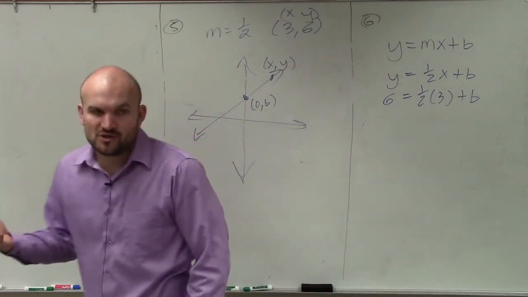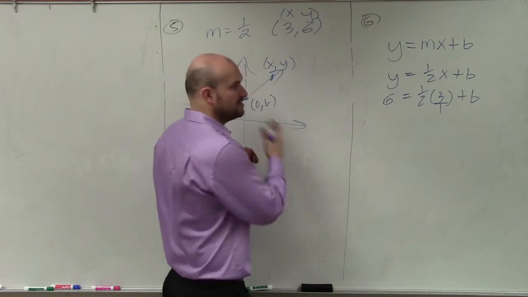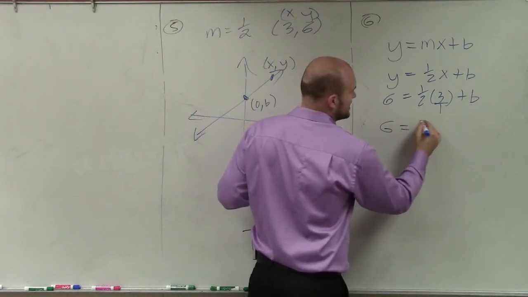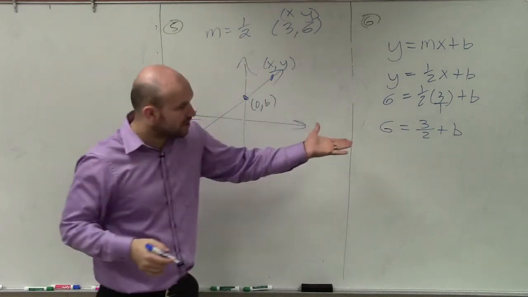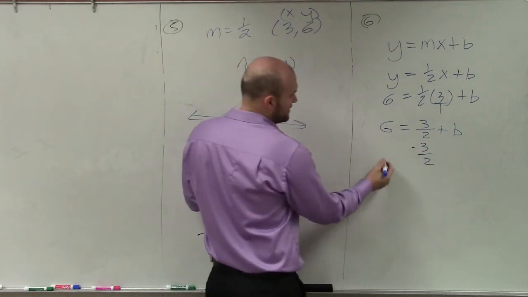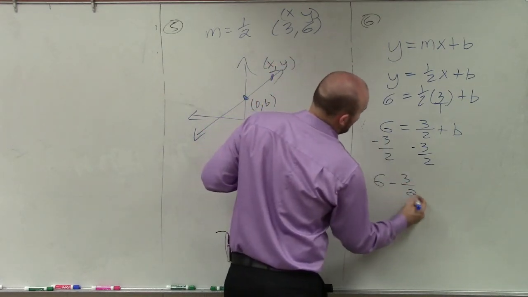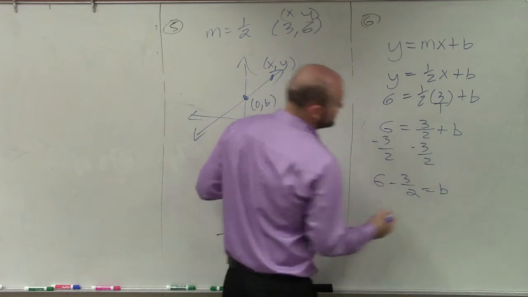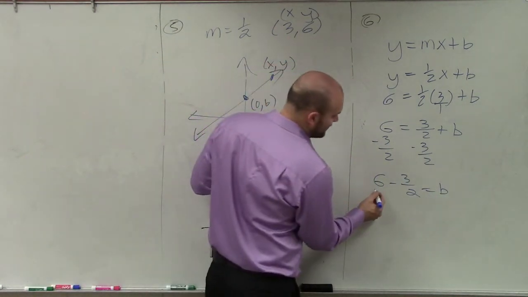Now remember, when we're multiplying whole numbers times fractions, we rewrite our whole number as a fraction and multiply straight across. 6 equals 3 over 2 plus b. Now, to solve for b, we subtract 3/2. And then we have an issue. Now we have 6 minus 3/2 equals my answer. Well, how do we subtract a whole number from a fraction, or a fraction from a whole number?